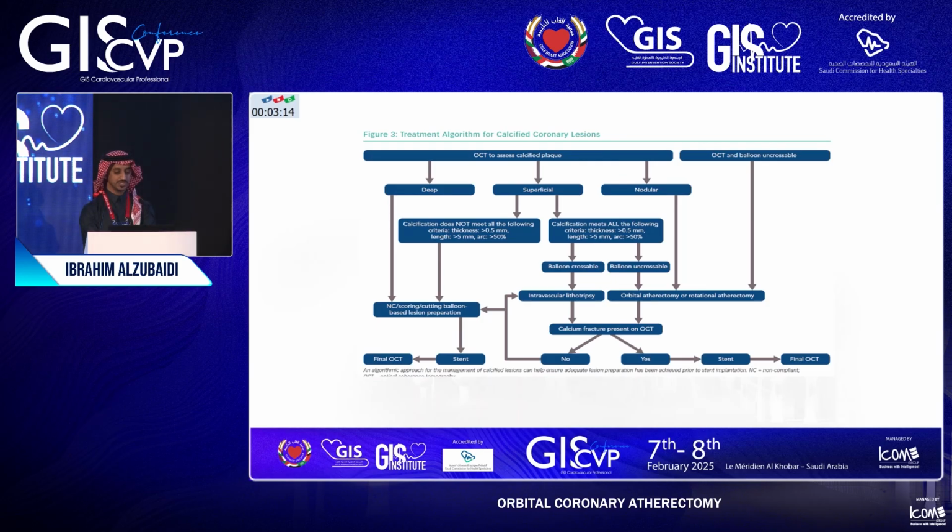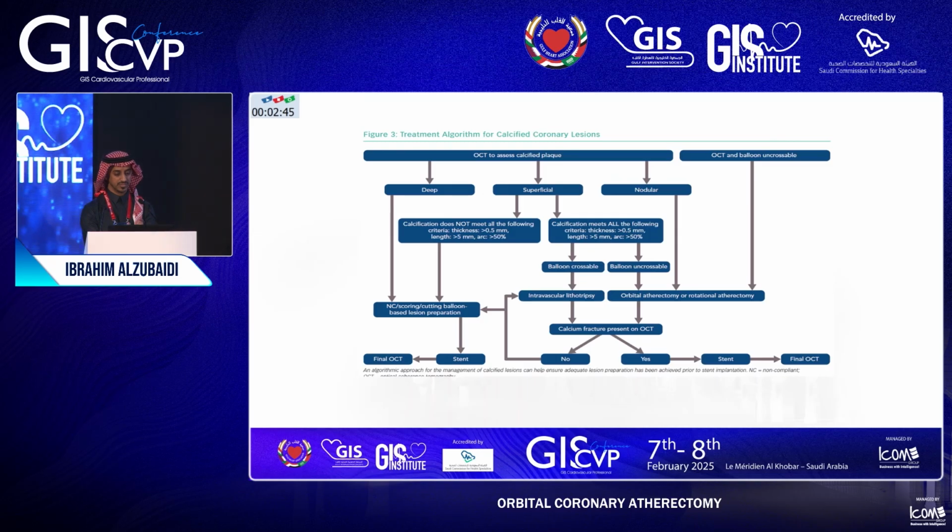If it's superficial, we have to consider some criteria. If they are met, we will go one way, and if they are not met, we'll go the other way. If the superficial calcification meets the criteria, which is thickness not more than 0.5 millimeter and length less than 5 mm, we'll go with the scoring and cutting balloon and stent it.